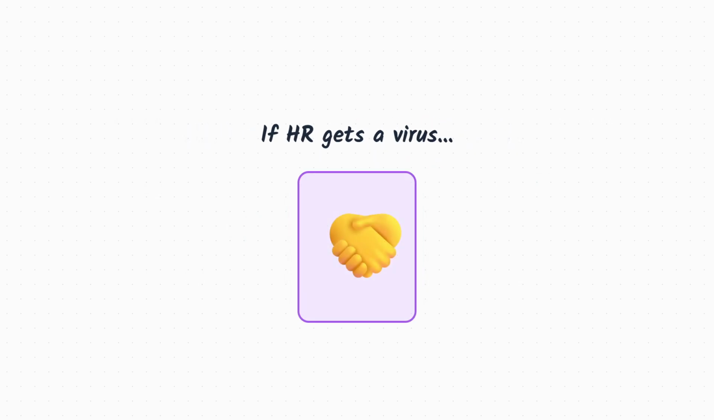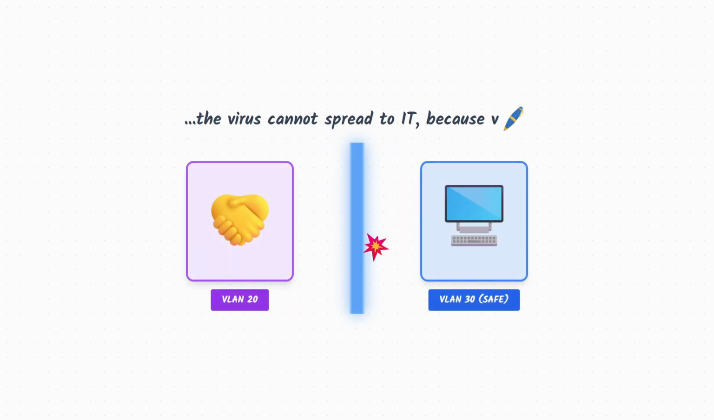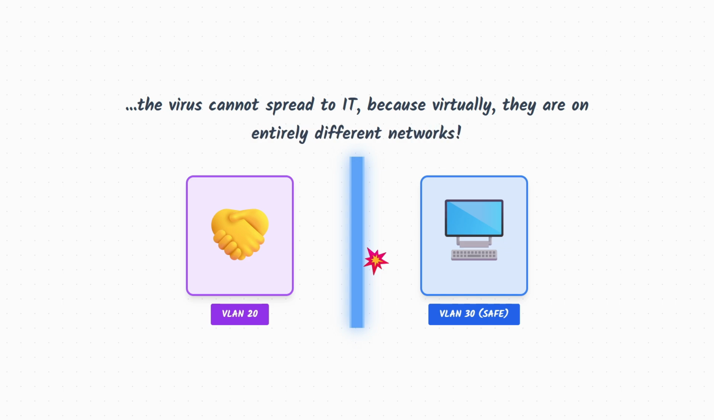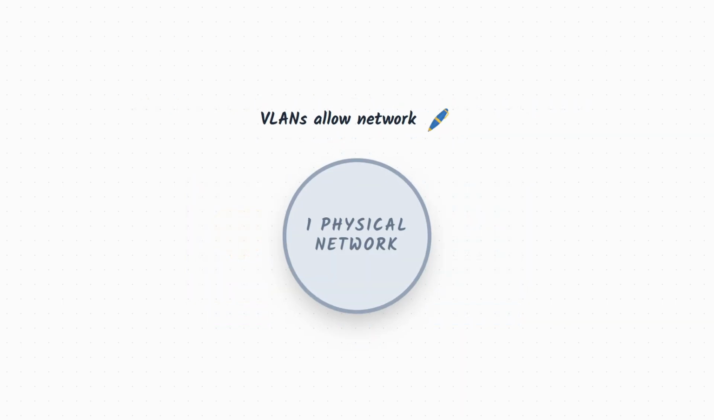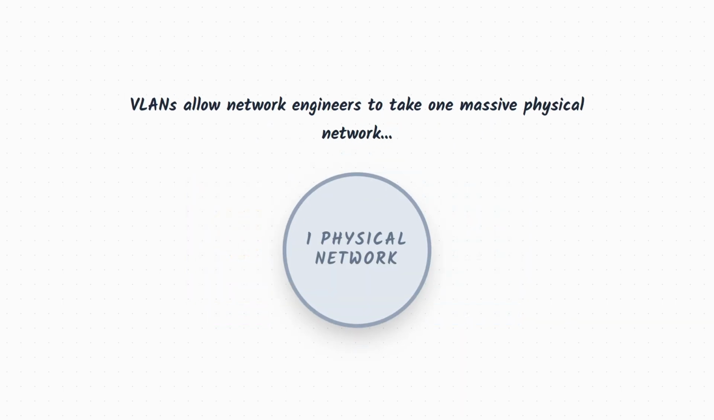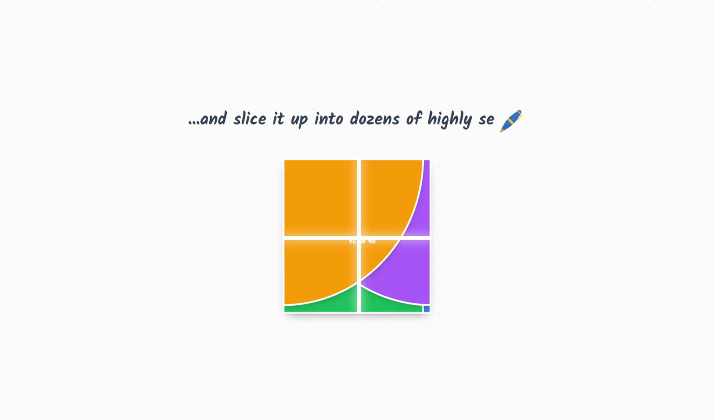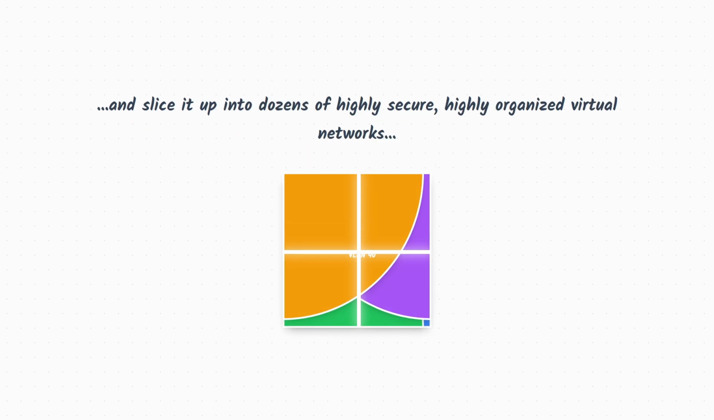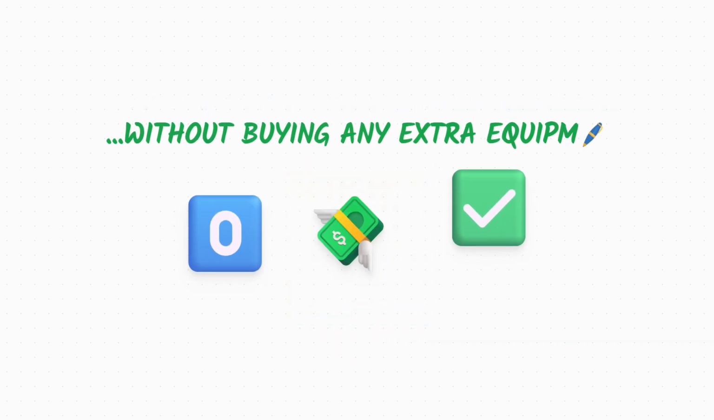If HR gets a virus, the virus cannot spread to IT because virtually they are on entirely different networks. VLANs allow network engineers to take one massive physical network and slice it up into dozens of highly secure, highly organized virtual networks without buying any extra equipment.